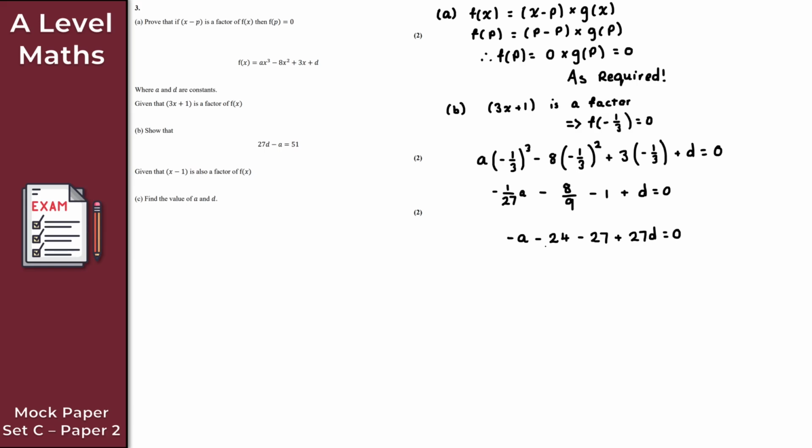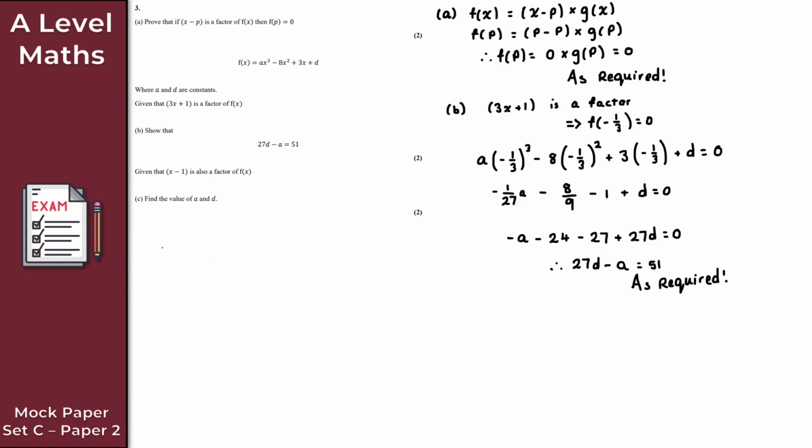So minus 24 minus 27 is minus 51. Take that over to the other side. And then what I've got here on the left-hand side is 27d minus a. So therefore then, 27d minus a is equal to 51 as required there. Okay. Good stuff. So that gives us the solution to part B.